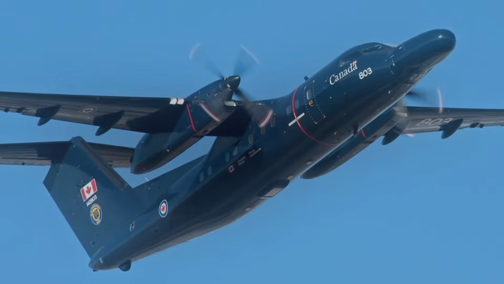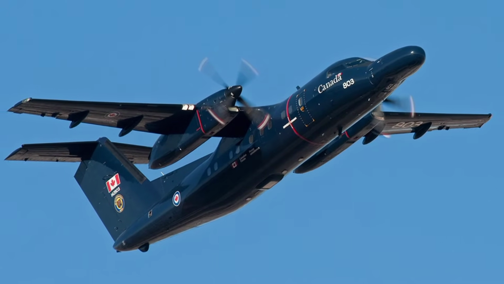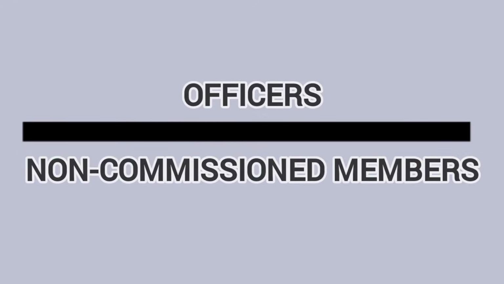The ranks of the Royal Canadian Air Force are divided into two major classifications, which are the ranks for non-commissioned members and officers. Let's start with the non-commissioned members. Non-commissioned members start their careers in the junior ranks. They start out as an Aviator Basic, which is the rank that is obtained after the successful completion of basic training. The rank of Aviator Basic does not have any rank insignia.